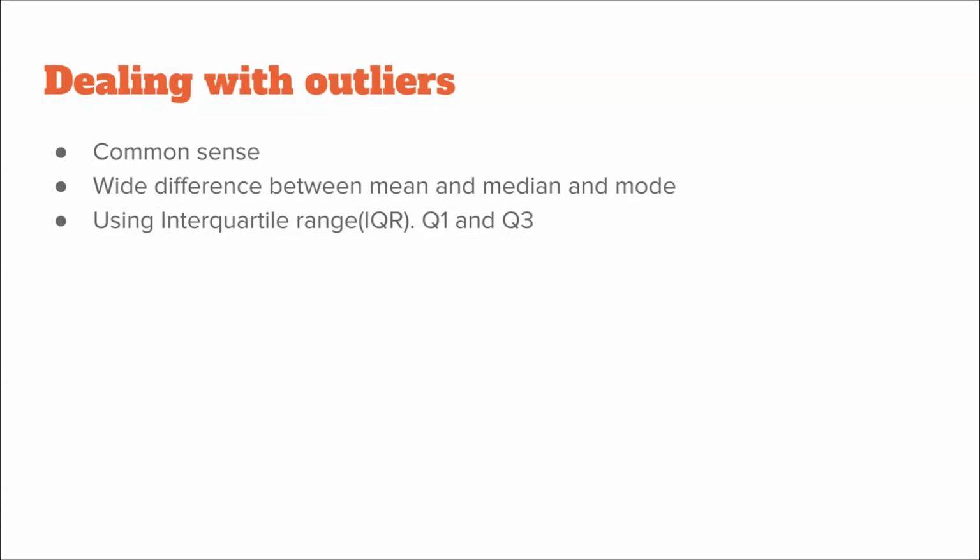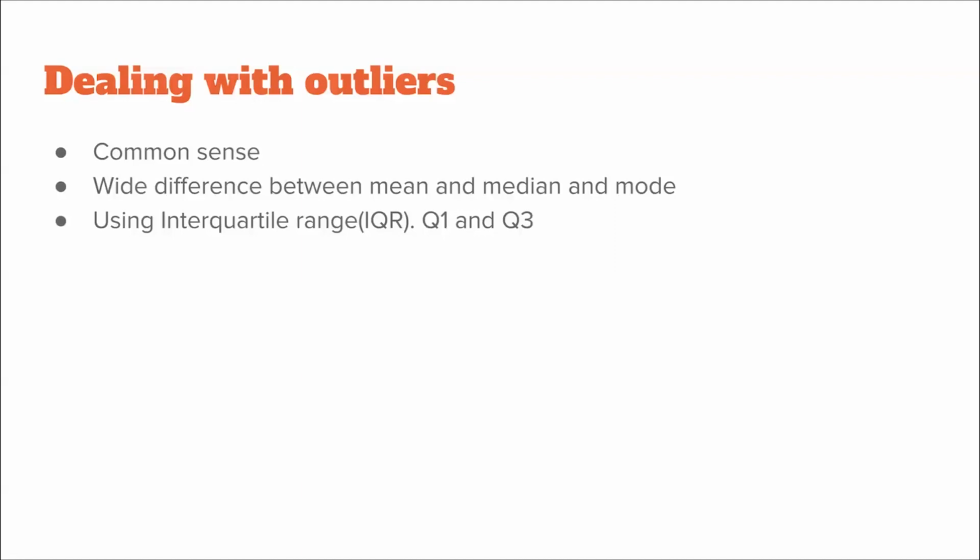You cannot get an outlier for text-based data, that is categorical data. So it's only in numerical data that you can find an outlier. Find what is the mean of that particular column, find what is the median, find what is the mode.